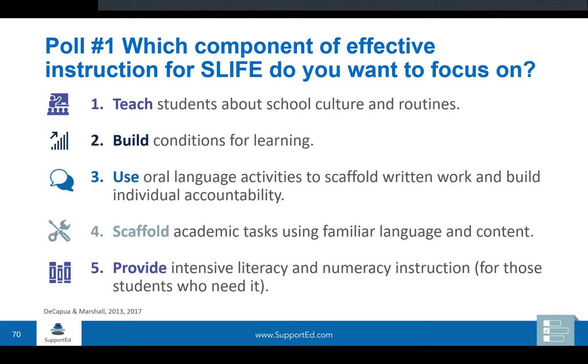So we've got that intense literacy, a combination of scaffolding and the intense literacy. It's hard to pick just one. But it seems like that intense literacy and numeracy, which we know is key for SLIFE, when students are coming from various backgrounds, they may need some extra intensive literacy and numeracy. So that leads us right into setting our goals.